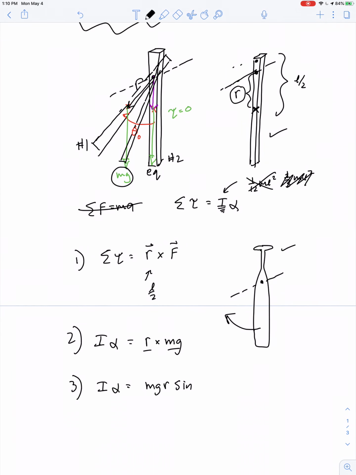I should draw this a little more carefully. There's our axis of rotation. There's the lever arm R. And there's the force mg.